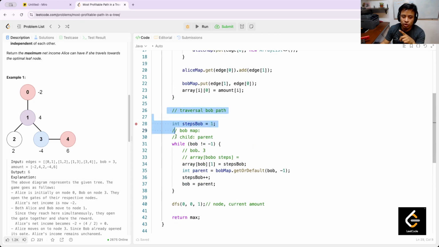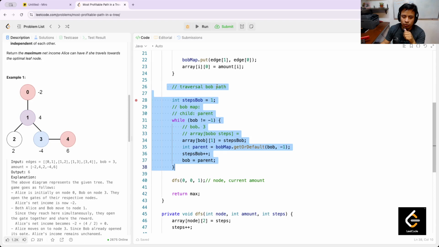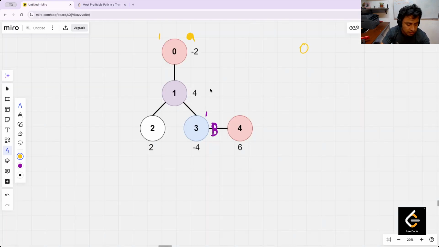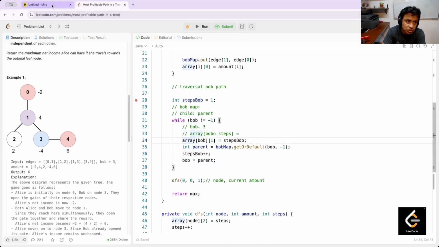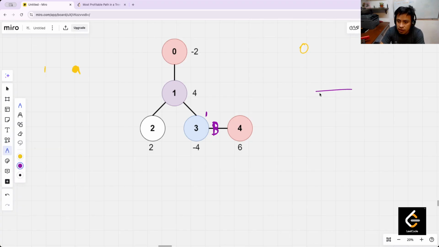Okay, the first is to traverse the path with Bob. Okay, this is the first. Alice in this moment doesn't exist. Okay, Alice doesn't exist here. Now the first is to traverse the tree with Bob. Now Bob is here, and well, it doesn't matter what value Bob has. It's only enough to discover that every time. In this case, I am saying that the array at the index Bob, that is 3.